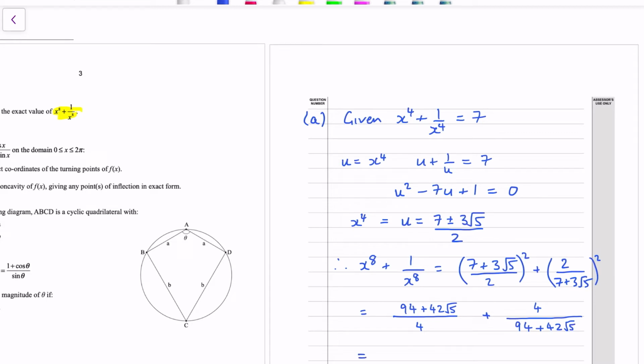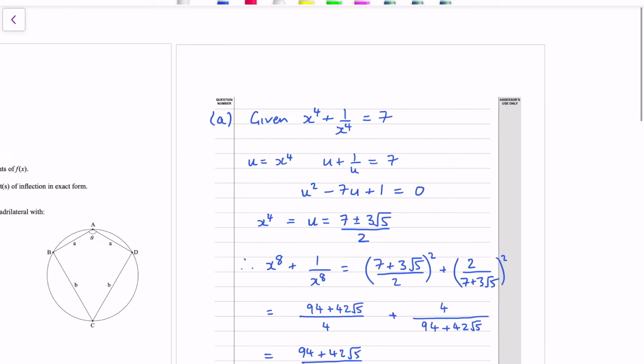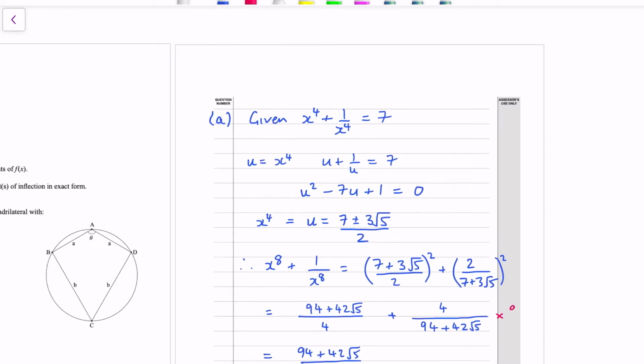And then that last term we just need to use conjugates to rationalize it. So times that one by 94 minus 42 root 5, top and bottom. The denominator becomes 16. It's a difference of 2 squares, and 94 squared take away 42 squared times 5 gives us 16 on the denominator. And then the numerator is 4 lots of 94 minus 42 root 5.